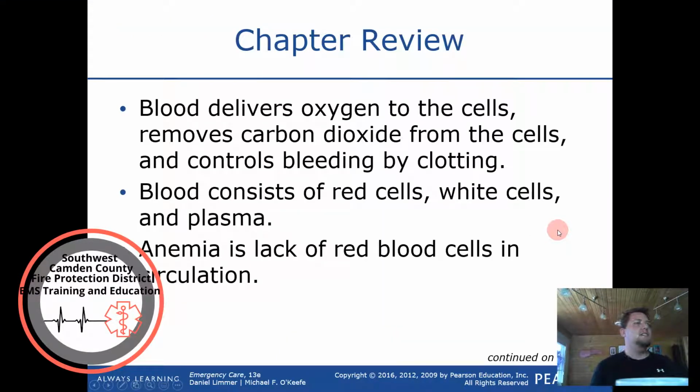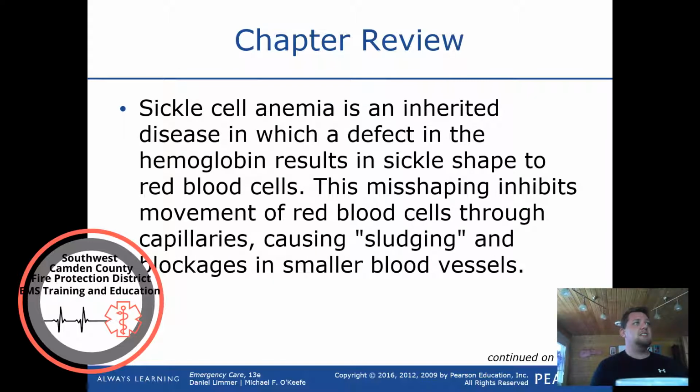Alright, so chapter review. The blood delivers oxygen to the cells, removes carbon dioxide from the cells, and controls bleeding by clotting. The blood consists of red cells, white cells, and plasma. Anemia is a lack of red blood cells in the circulation. Sickle cell anemia is an inherited disease in which a defect in the hemoglobin results in that sickle shape to the red blood cell. That misshaping inhibits movement of red blood cells through capillaries, causing a sludging effect and blockages in smaller blood vessels.